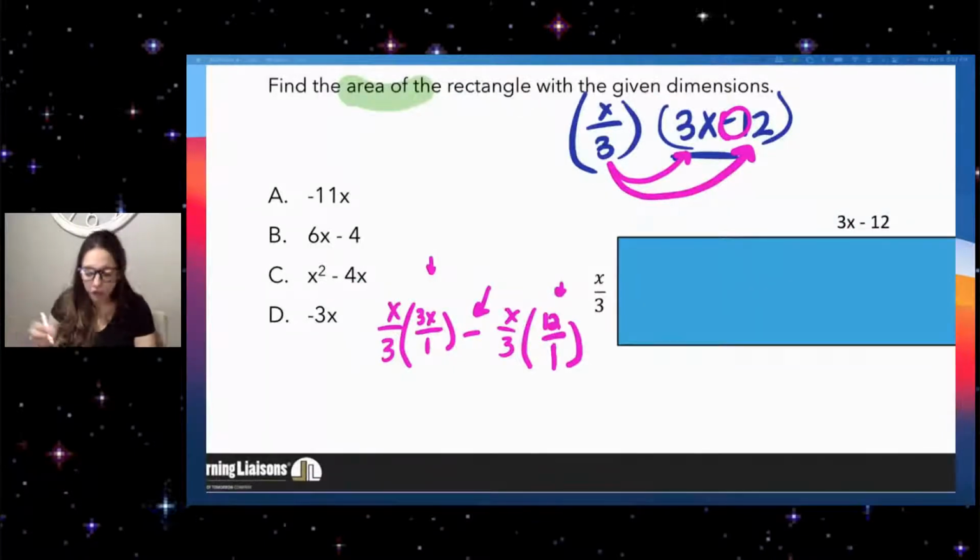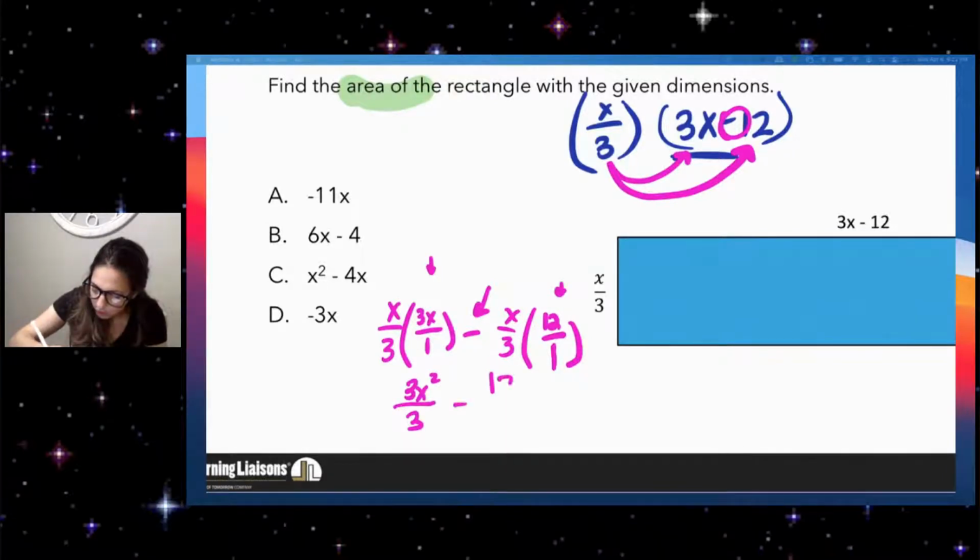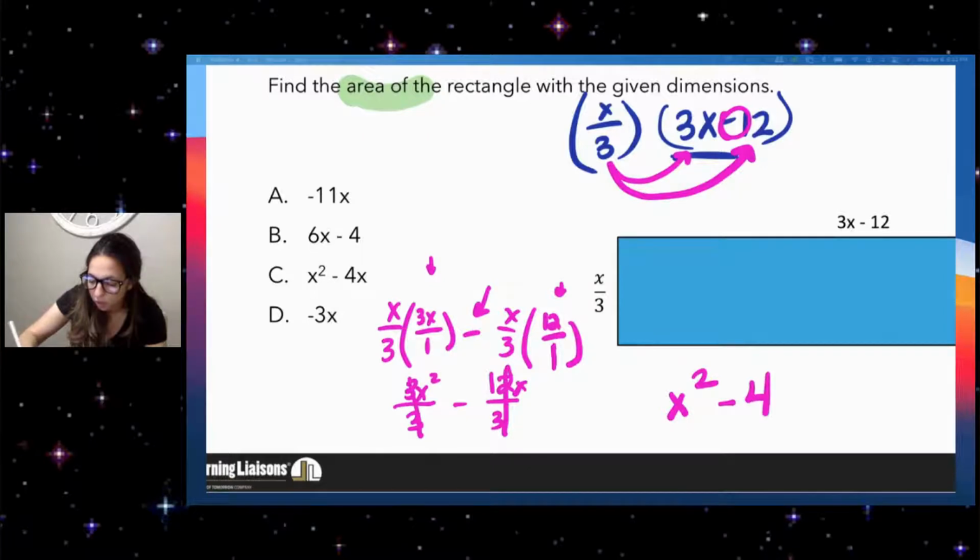Now, when I multiply straight across, I get 3x squared, because x times x is x squared, divided by 3, minus 12x divided by 3. In this case, I can divide. 3 divided by 3 is just 1, so I'm left with x squared. 12 divided by 3 is 4, so I'm left with 4x. Now, with that said, my answer is C.